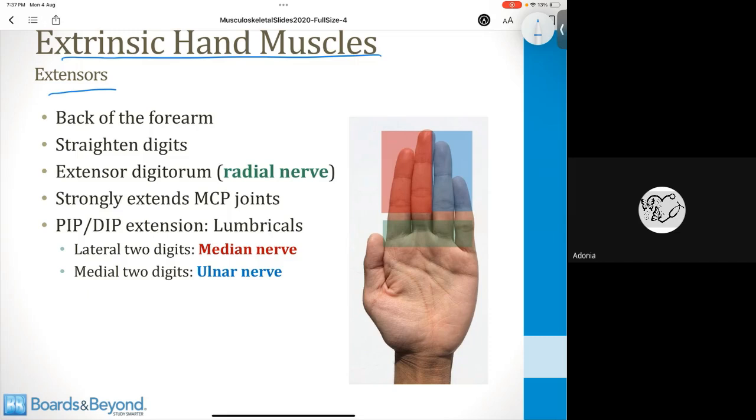So at the back of the forearm, what will be the function of these extensors? They are going to extend the digits. So we have extensor digitorum, which causes extension of your digits, fingers, and all of the extensors are supplied by the radial nerve. We know that. It strongly extends the metacarpophalangeal joint, which is the opposite of the lumbricals. Lumbricals were basically causing flexion here, and these are going to cause extension at that joint.